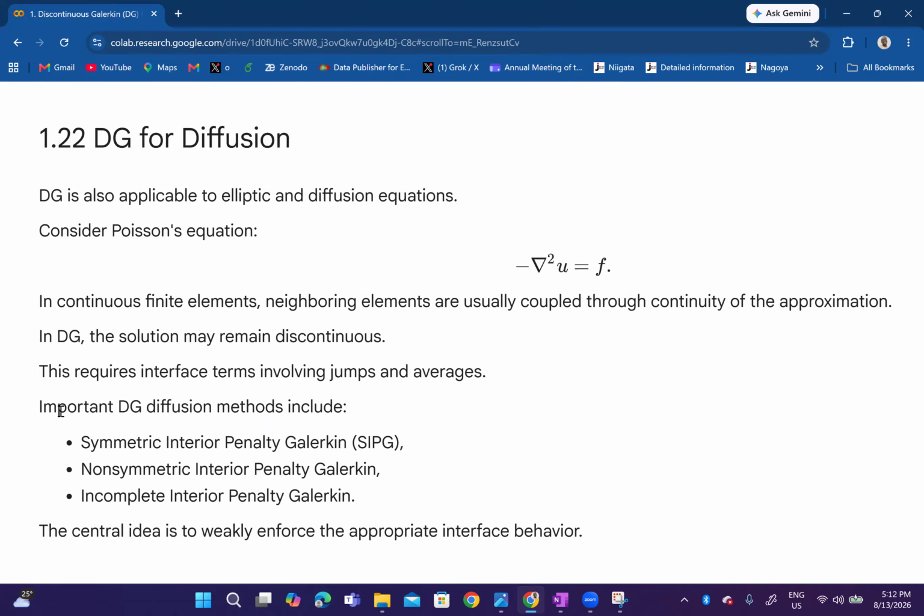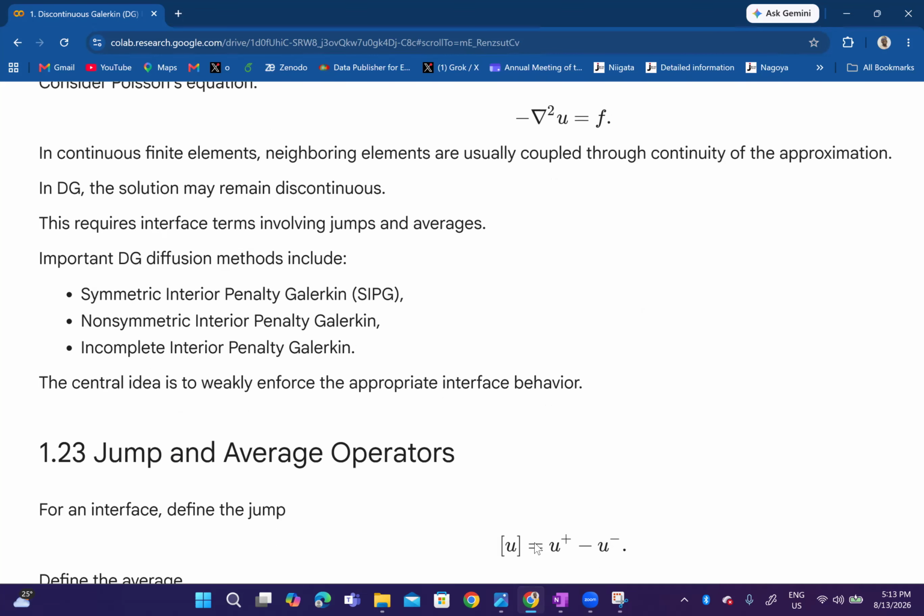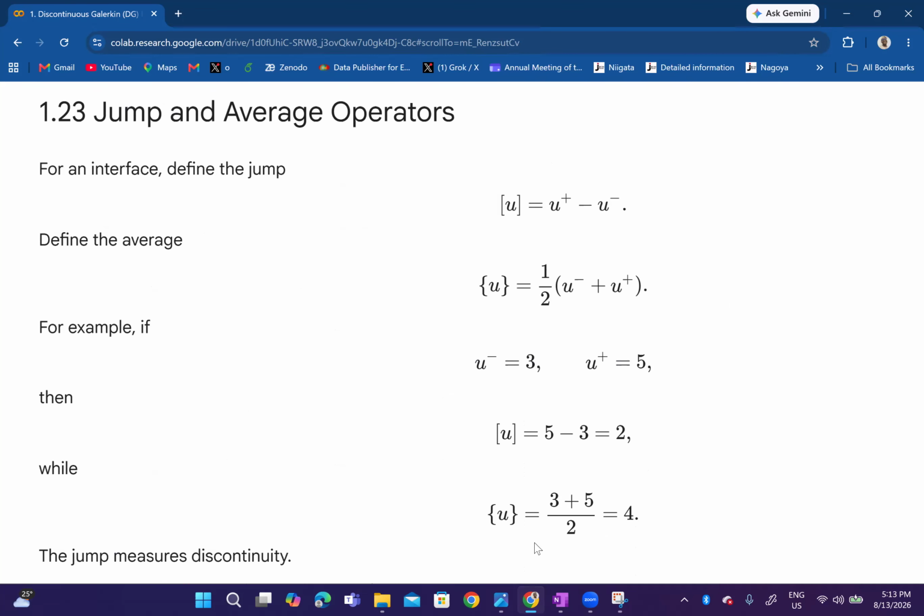So important DG diffusion methods include the symmetric interior penalty Galerkin (SIPG), the non-symmetric interior penalty Galerkin, and the incomplete interior penalty Galerkin. The central idea is to weakly enforce the appropriate interface behavior. So it's all about interfaces, like we've been seeing all along.